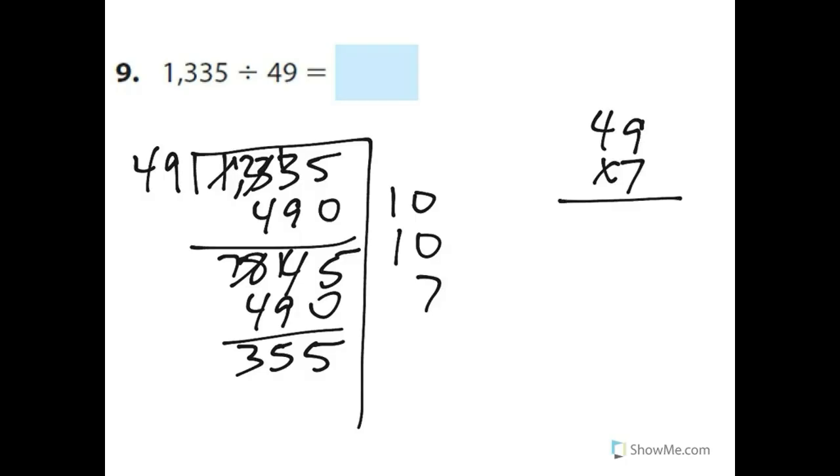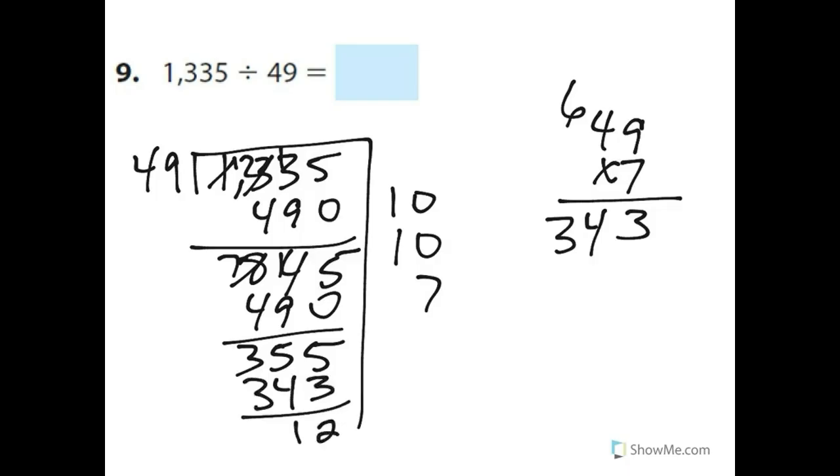See, I know that 7 times 50 is 350. So 7 times 49 should be close to that. 7 times 9 is 63. 7 times 4 is 28. 28 plus 6 is 34. So 343. We're going to have 12 left over. So we've got 27, remainder 12. 27, remainder 12.